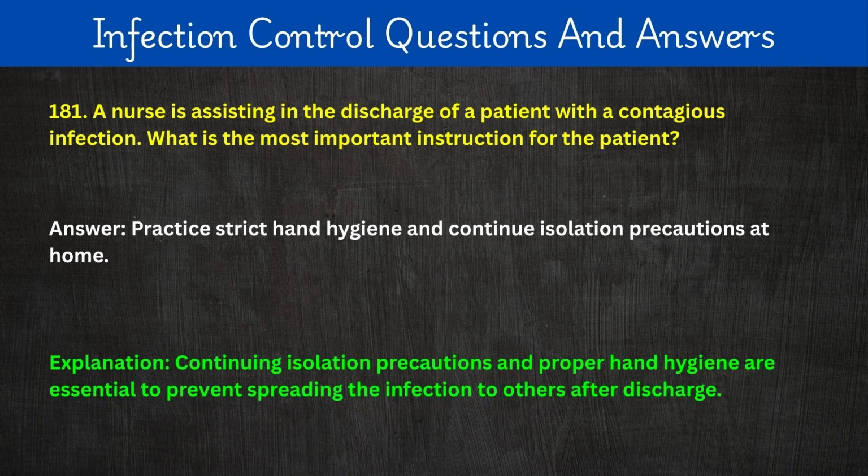181. A nurse is assisting in the discharge of a patient with a contagious infection. What is the most important instruction for the patient? Answer: Practice strict hand hygiene and continue isolation precautions at home. Explanation: Continuing isolation precautions and proper hand hygiene are essential to prevent spreading the infection to others after discharge.